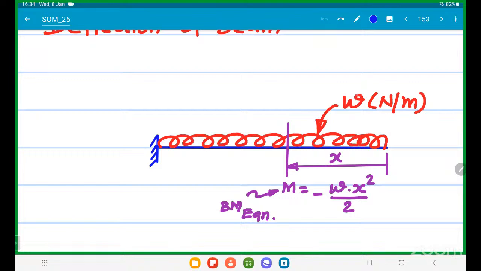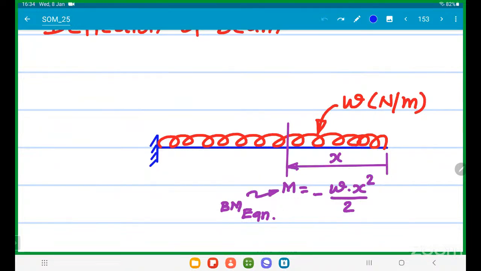Sir, small w into x is the load, into x by 2, this distance x by 2, is the moment arm. So minus, since it is downward, minus small w x square by 2. This is the bending moment equation. This is the way we have to write the bending moment equation.